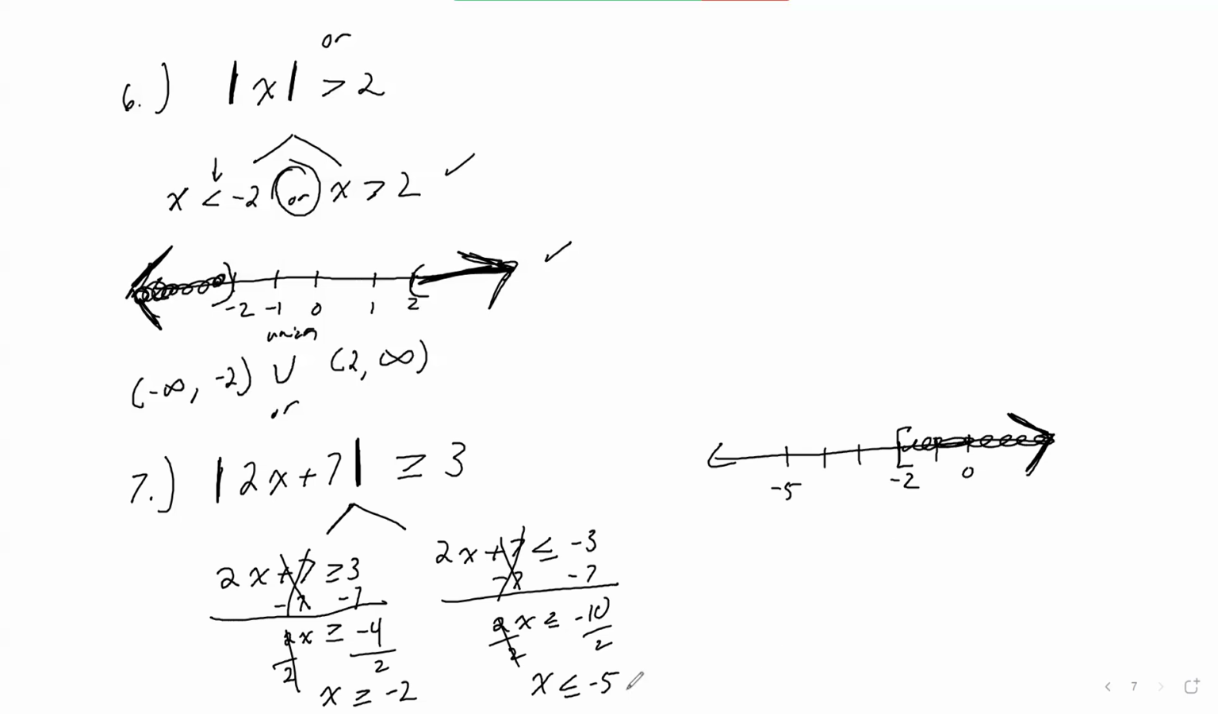-5, parentheses or bracket? Which way will I shade? To the left. Everything you own is to the left. Or whatever the song goes.